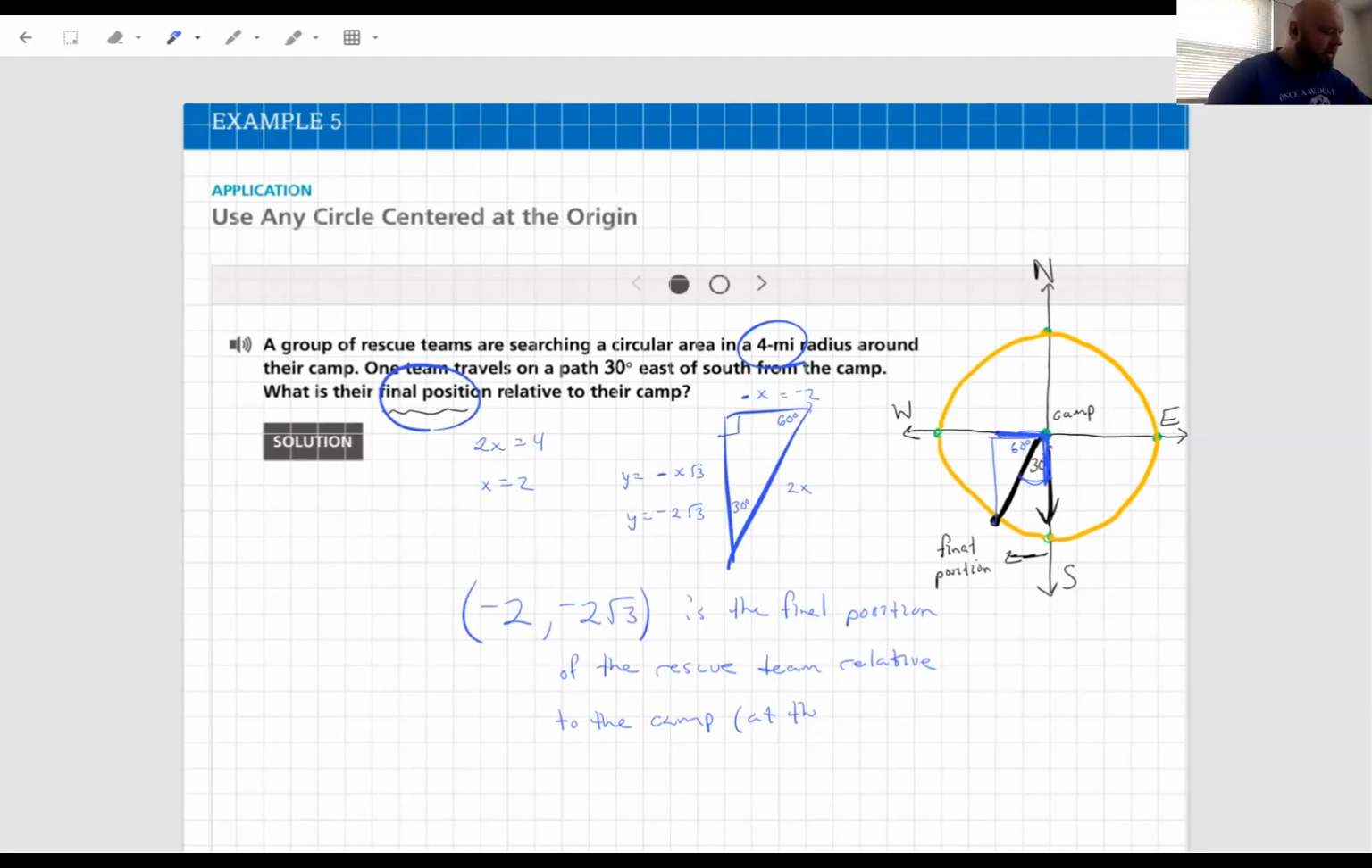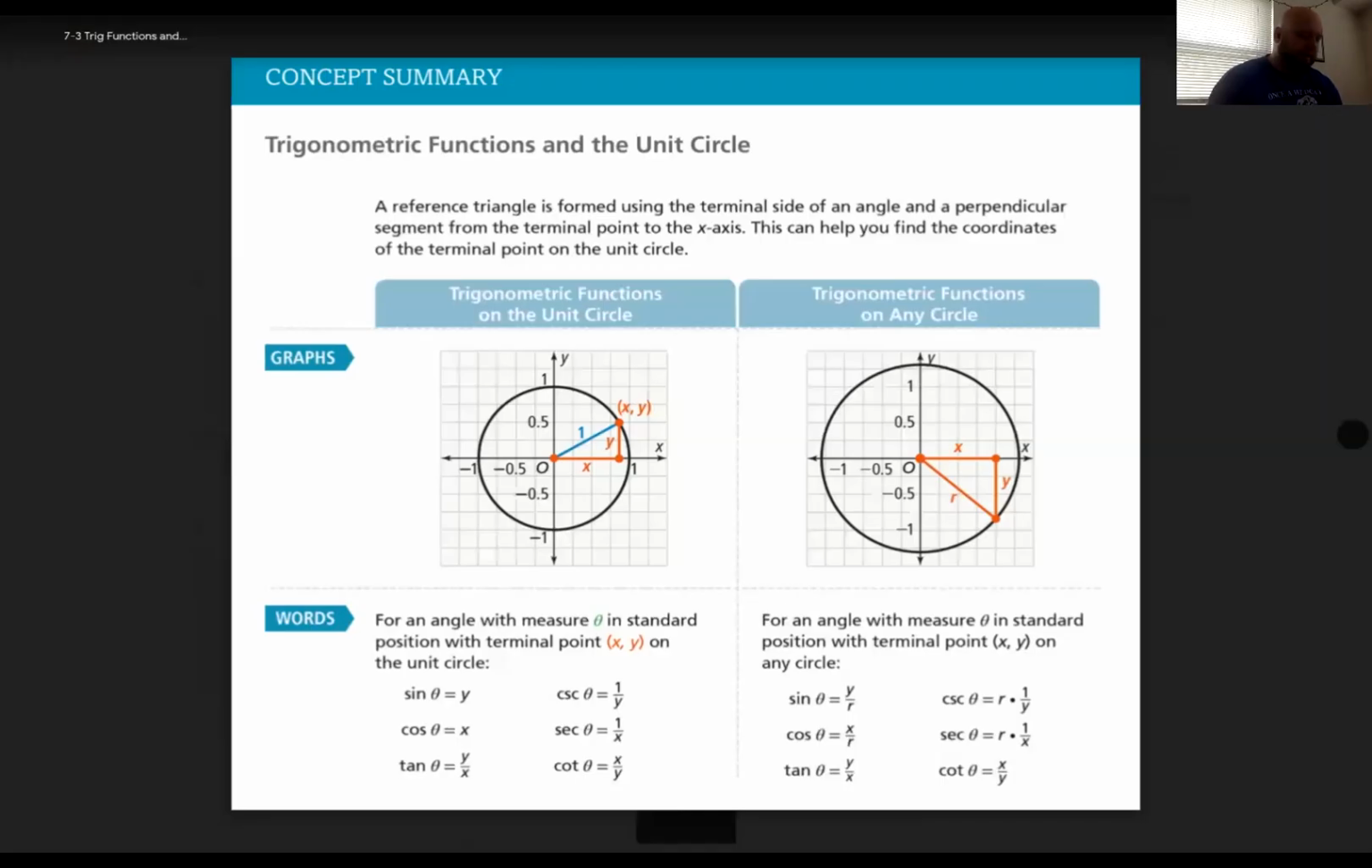All right, that's example 5. We're going to look quickly at a summary of the concepts we talked about today. First, it says a reference triangle is formed using the terminal side of an angle and a perpendicular segment from the terminal point to the x-axis. This can help you find the coordinates of the terminal point on the unit circle. That's what we just did in example 5. Just remember that we always drew from our terminal side back to the x-axis to make your reference triangle.